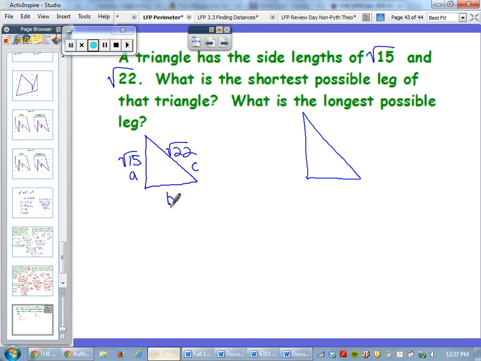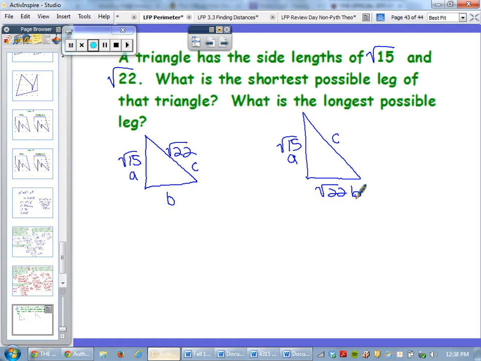The other question says, what is the longest possible side length? Okay, well that means that if we're looking for the longest one, that again has to be the hypotenuse. That has to be C. Because these two legs that we were given must be smaller than the one we're trying to find. So the square root of 15 will be A, and the square root of 22 will be B. And now all we need to do is work the problems out, and we'll get two answers.